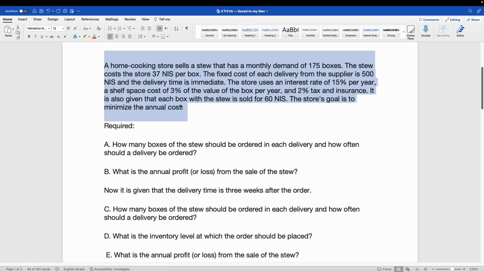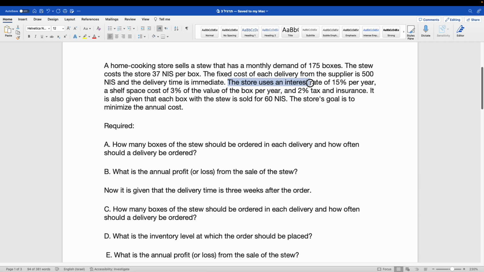Question: a home cooking store sells a stew with a monthly demand of 175 boxes. The stew costs the store $37 per box. The fixed cost of each delivery from the supplier is $500, and the delivery time is immediate.